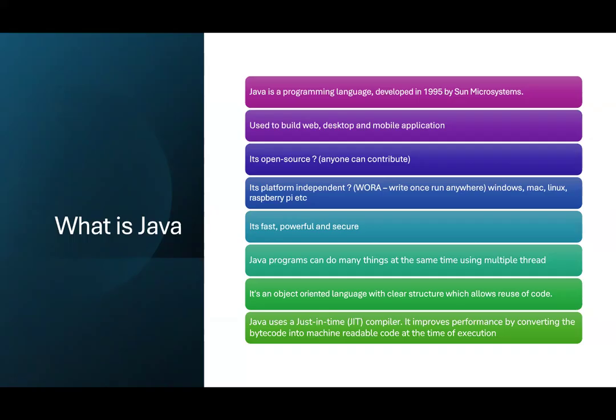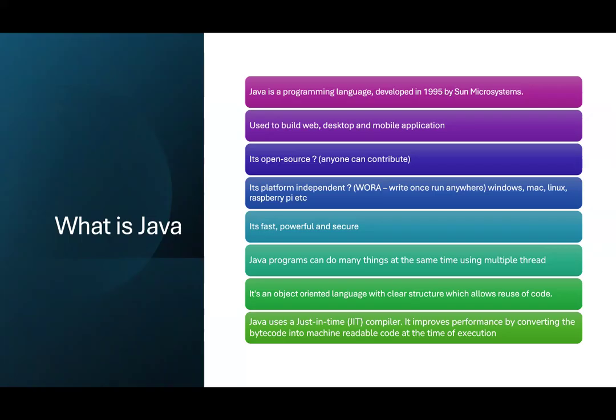We just need to write the code. We don't need to write the code for different platforms. We can write the code on Windows and run it on any other operating system like Mac, Linux, Raspberry Pi, any other operating system. It is fast, powerful, secure. Java programs can do many things at the same time using multiple threads. It's an object-oriented language with clear structure, which allows reuse of code.